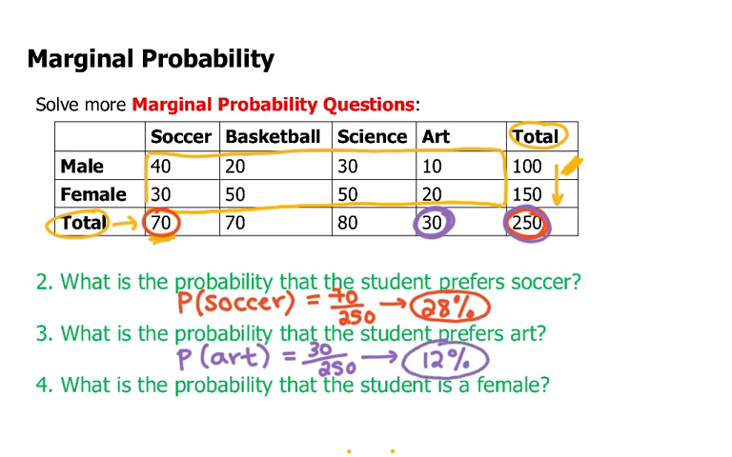Lastly, they ask us, what's the probability the student is female? Again, in this case, we're not interested in soccer, basketball, science, art. We're only interested in whether the student was female or not. So the probability the student was female, there's a total of 150 females out of 250 possible students, and so that translates to 60%.